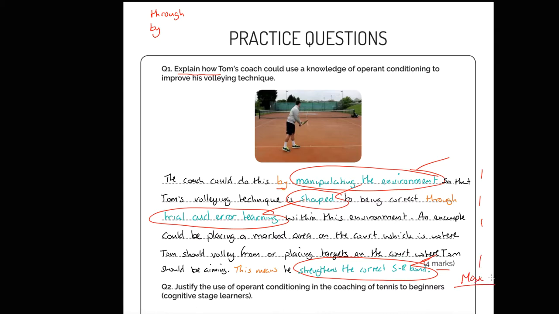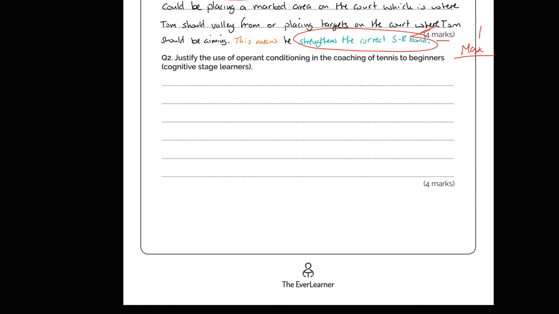So what have I done there? I've used my key language to explain how Tom's coach could do this, and I've given examples from the specific area that I've been asked to talk about. So again, I think that answer would actually be worth, if there was 6 available, I'd probably get 6. But in this case, I'm looking to pick up 4. I've got at least 4 key terms which are related to the content, and I've related those in a practical example which is relevant.